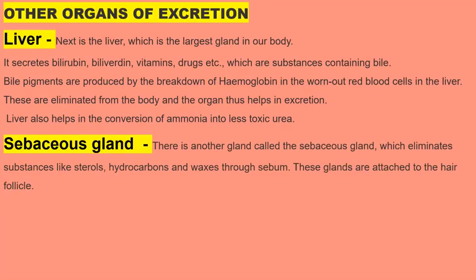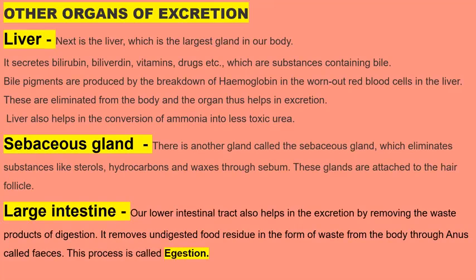Another organ of excretion is the sebaceous gland. There is another gland called the sebaceous gland which eliminates substances like sterols, hydrocarbons, waxes through sebum. These glands are attached to the hair follicle. Another organ of excretion is the large intestine. Our lower intestinal tract also helps in the excretion by removing the waste products of digestion. It removes undigested food residue in the form of waste from the body through the anus called feces. This process is called egestion.